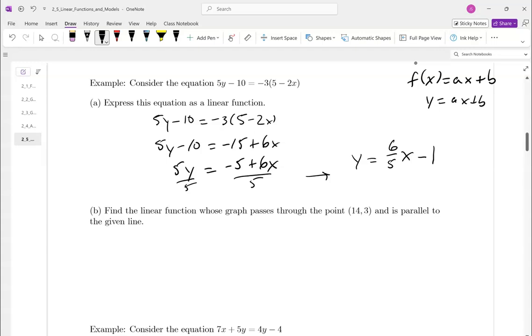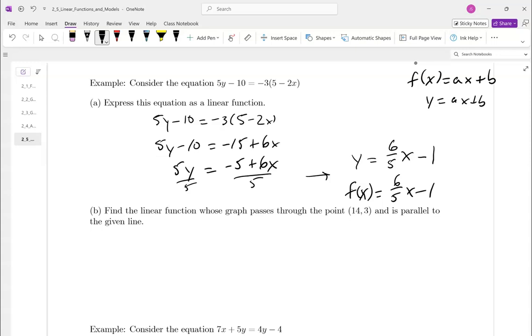Right, I can split this up. I can do negative 5 over 5 as negative 1, and then I've got 6/5 x. And I just flip-flop the order. So I'll just write it as f of x, just so that we can go back to that original idea. When the problem asks you to express it as a linear function, it really just means solve for the y. And we're equating the y with the f of x piece. It's just a fancy way to say solve for y. Okay. All right.